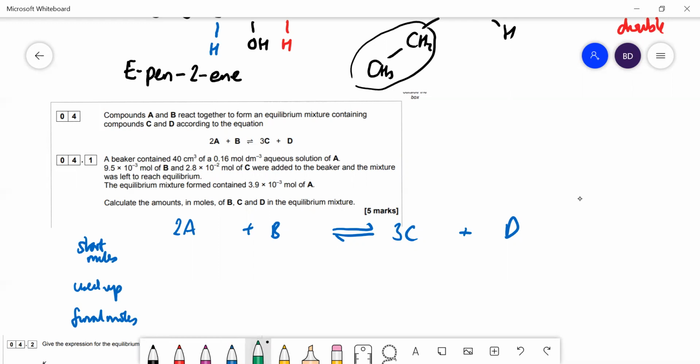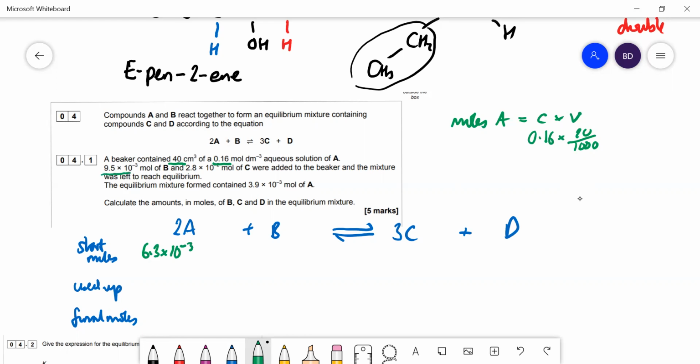So the start moles of A. Now they make it even more tricky here because they don't tell us. We've got to work out the moles: A is concentration times volume. So we've got 0.16 multiplied by 20 over 1,000, and that is going to give us 6.4 times 10 to the minus 3. Okay, so write that in there. So we had to do a bit of work even before we started. That many moles of A.